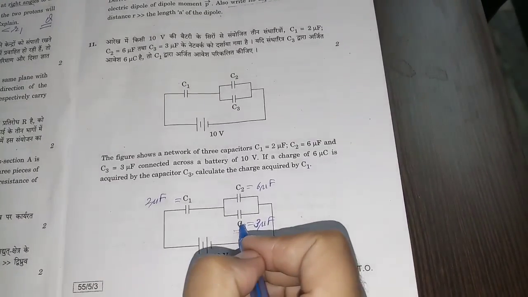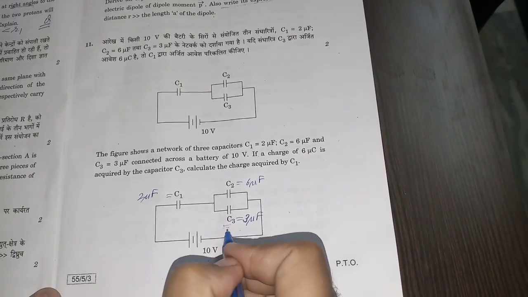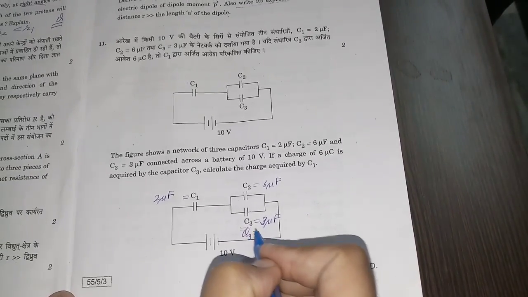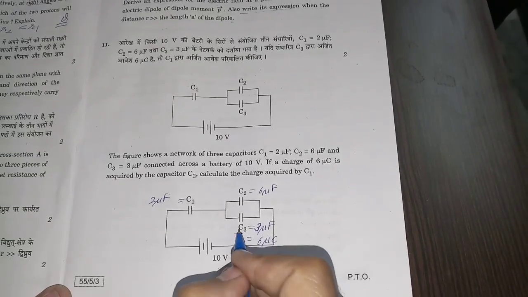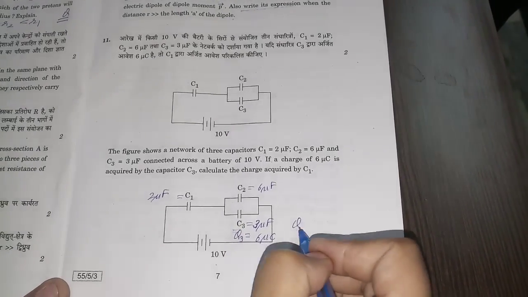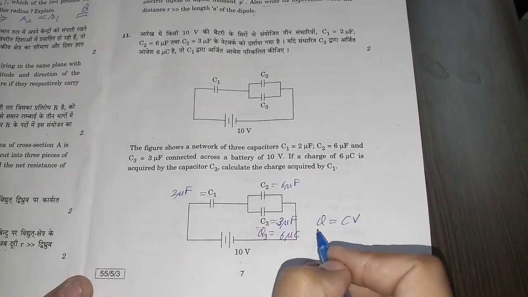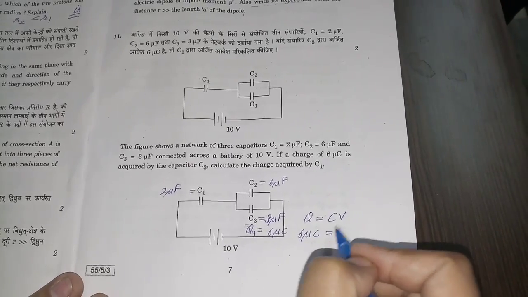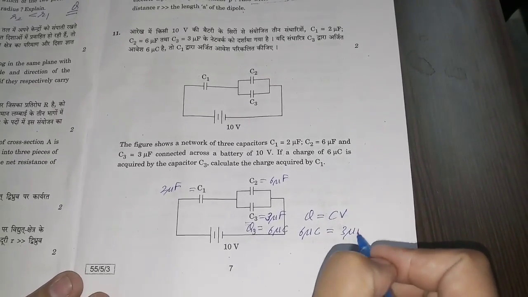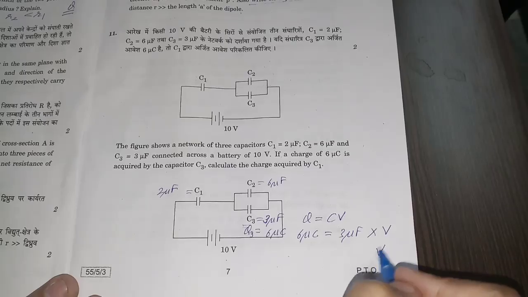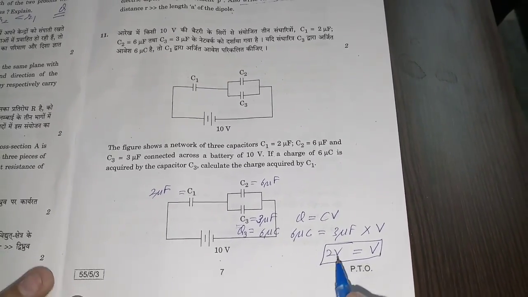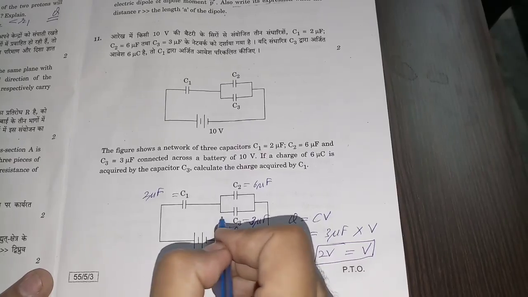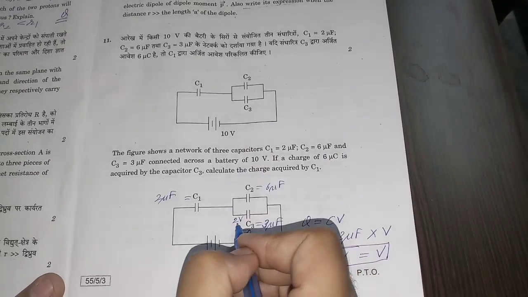A charge of 6 microcoulomb is acquired by the capacitor. So here the charge across the third capacitor is 6 microcoulomb. Now for the third capacitor, if we apply the formula Q is equal to CV, Q is 6 microcoulomb, C is 3 microfarad into V. So from this we get V as 2 volt. That means the potential drop across the capacitor is 2 volt.